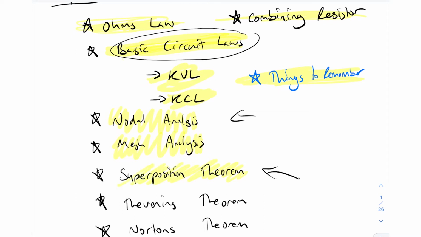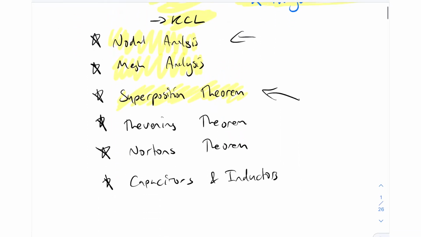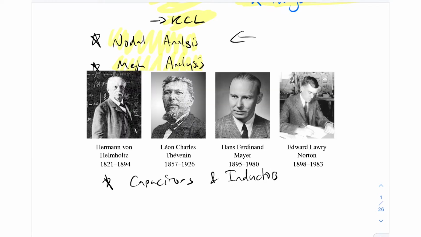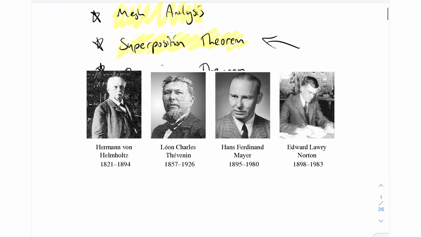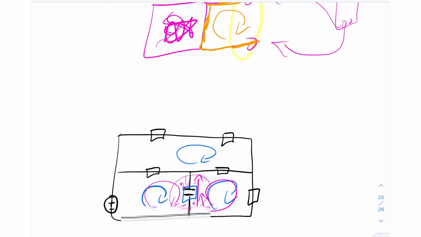Okay, so if you've been following along the whole series and you've been revising this whole thing with me and you've made it this far, we're almost at the end now. So we've covered Ohm's law, combining resistors, basic circuit laws, KVL, KCL, nodal, mesh, superposition, and then we're on to Thevenin's and Norton's. These two are pretty much exactly the same, basically. They're two guys, I believe, who worked with each other. I think Thevenin came first and then Norton came after and was like, oh yeah, look, you can just do this. So, okay, first let's start off with the definition.